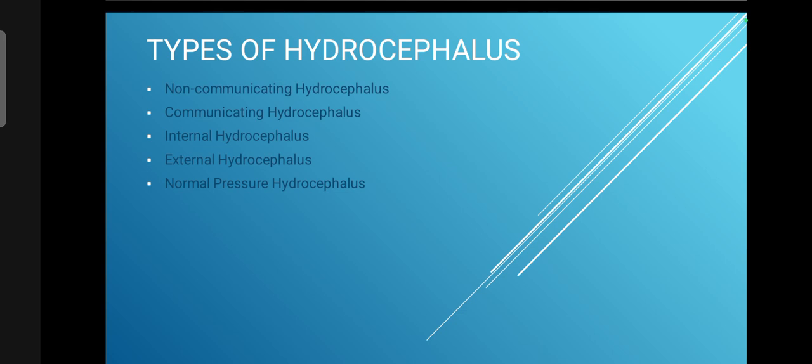Next, normal pressure hydrocephalus. This form of hydrocephalus usually begins slowly and is more common in adults over the age of 60. One of the easiest signs is falling suddenly without losing consciousness. Common symptoms include changes in gait, incontinence of bowel and bladder, and headaches.